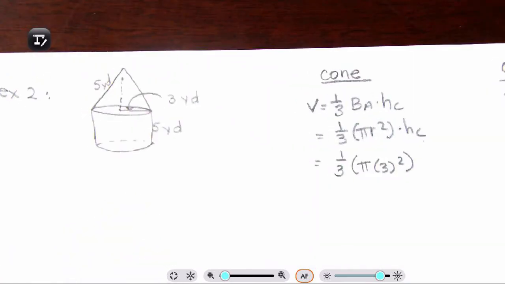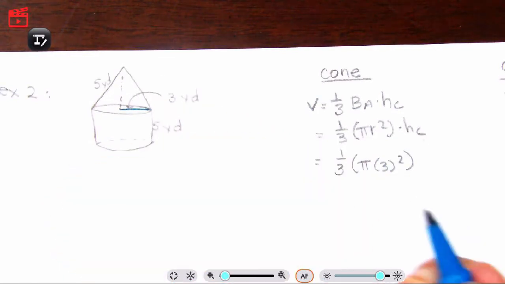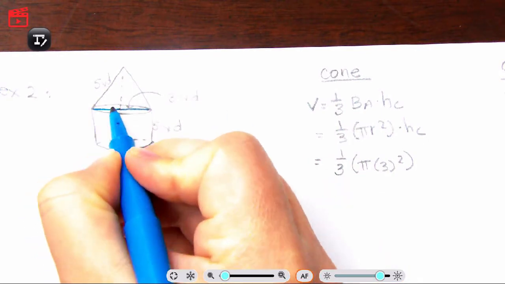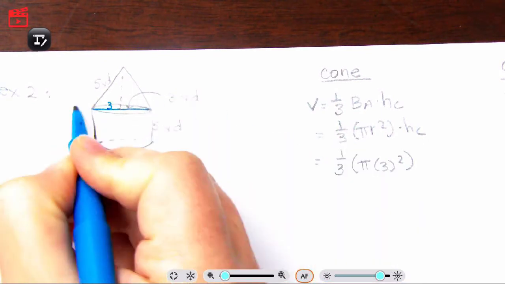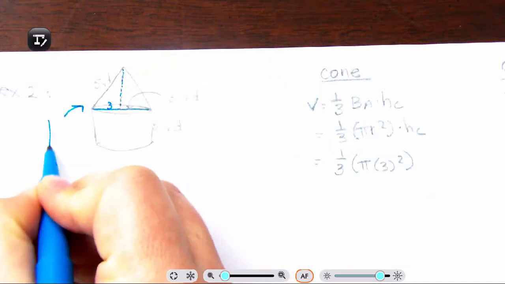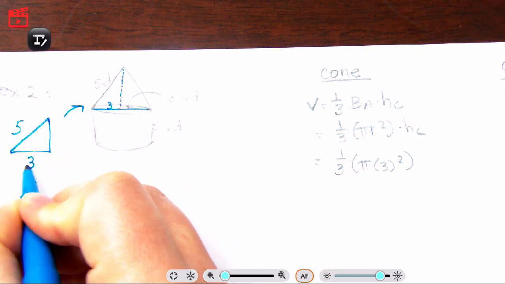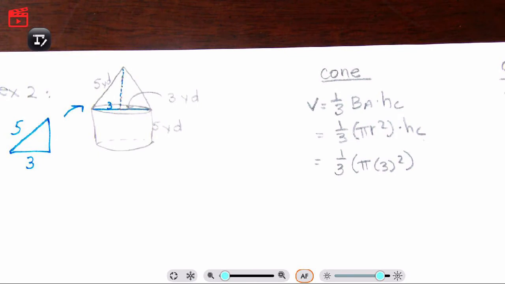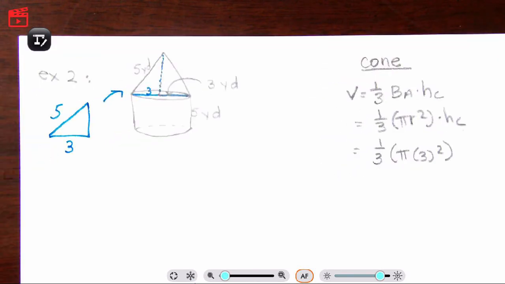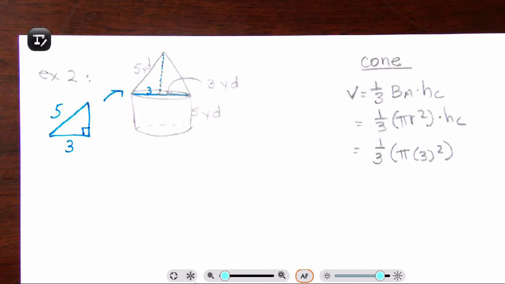So if we know that this radius right here is 3, then I also know that this radius right here is also 3. So that means in order to find the height, and again, the height has to be perpendicular to the base, I'm going to have to use the Pythagorean Theorem. Now, if you know your triangles, then you should already see that this is a special triangle. If you don't know that this is a special triangle, that's okay. You can always use the Pythagorean Theorem to solve for it.